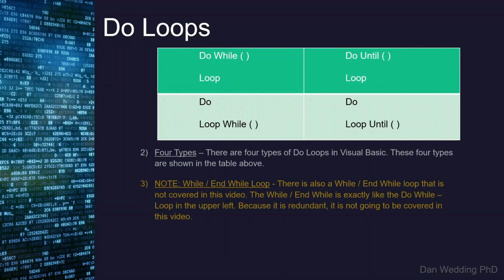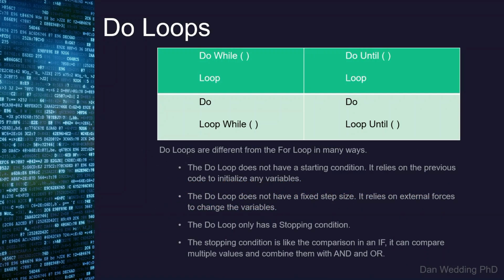There are four types of do loops in Visual Basic. These four types are shown in the table above. There is also a while end while loop that is not covered in this video. The while end while is exactly like the do while loop in the upper left. Because it is redundant, it is not going to be covered in this video.